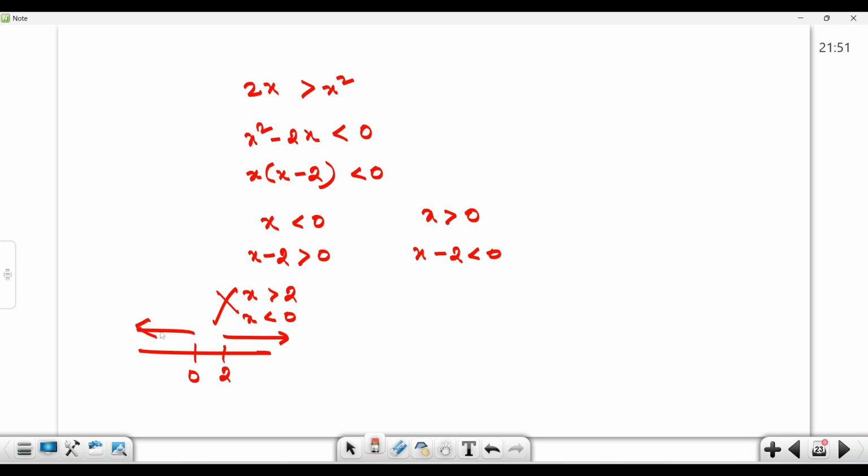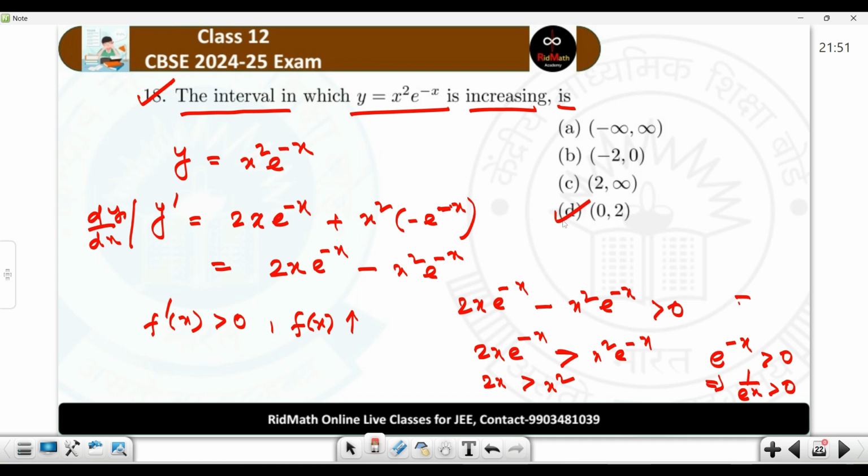So x is greater than 2 and less than 0, so no intersection region. And this is greater than 0 and less than 2. So this is possible because this is 0 and 2. So less than 0 and greater than 2, that means this region is possible. So option D is correct, 0 to 2. This function is increasing in the interval 0 to 2. Okay, next problem.